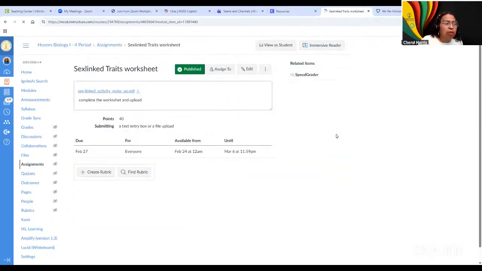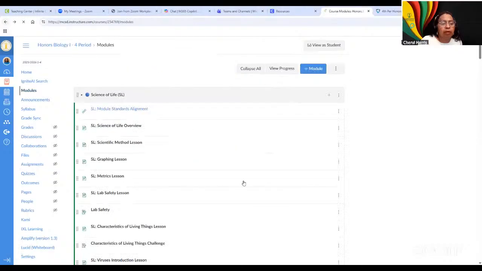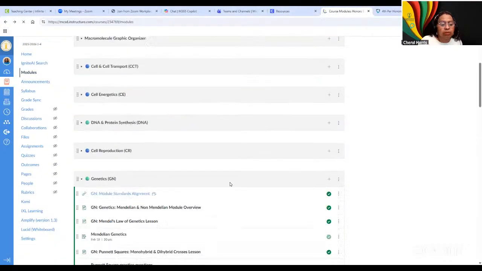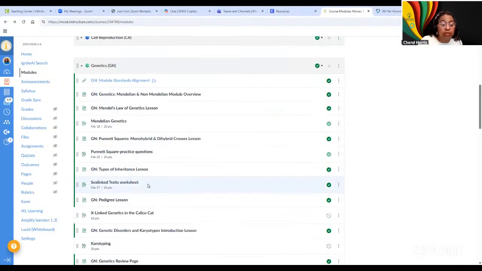All right, so that's where everybody should be. Okay, so it's in the module. Let me go back. It's in the module, and it should also be on your desktop, right up underneath types of inheritance. One of the types of inheritance was sex-linked traits.